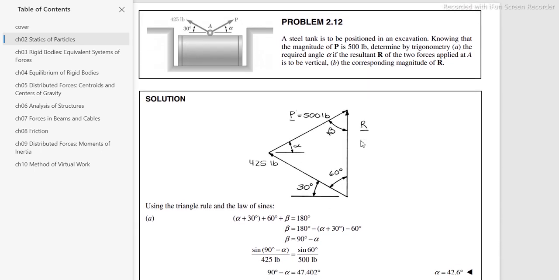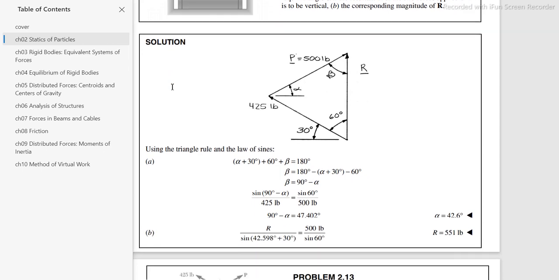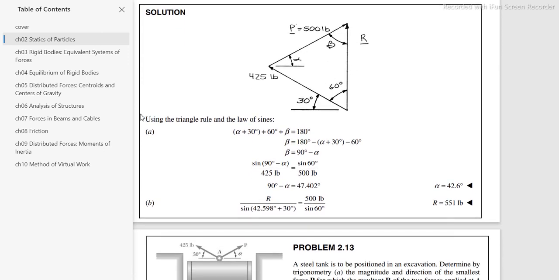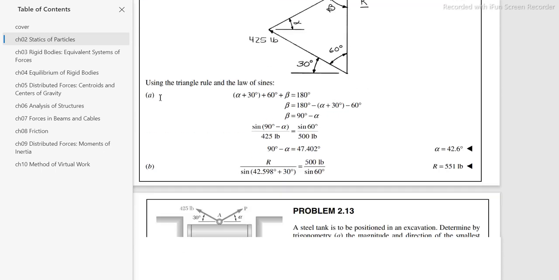Next question, 2.12. A steel tank is to be positioned in an exhibition. Knowing that the magnitude of P is 500 lb, determine by trigonometry the required angle alpha if the resultant R of the two forces applied at A is to be vertical. And question B is the corresponding magnitude of R. Here the solution is a free body diagram, and using the triangle rule and the law of sines, the magnitude of R will be measured.